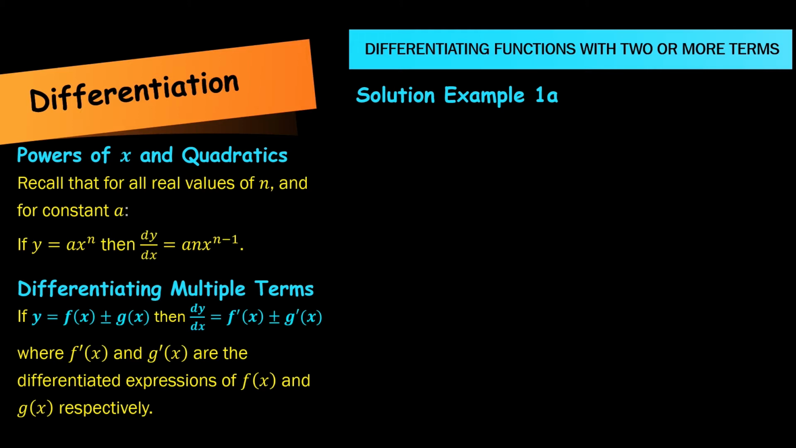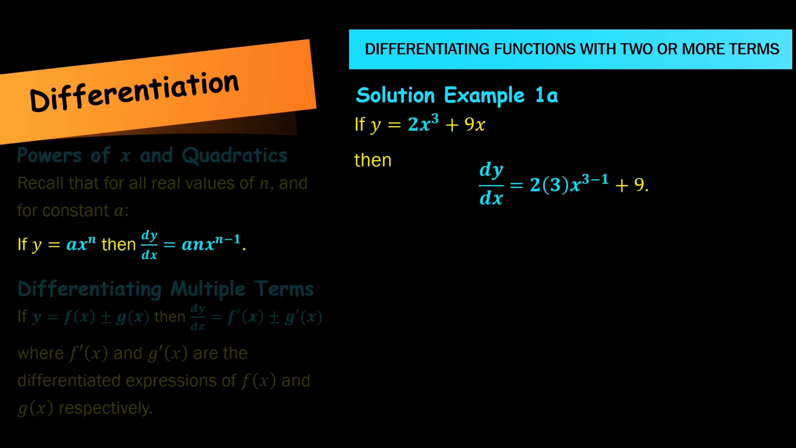So let's solve example 1a first. We are required to differentiate y equals 2x cubed plus 9x. We're going to do this term by term. If y equals 2x cubed plus 9x, then dy dx equals 2 times 3 times x to the 3 minus 1 plus 9. How did we obtain this?